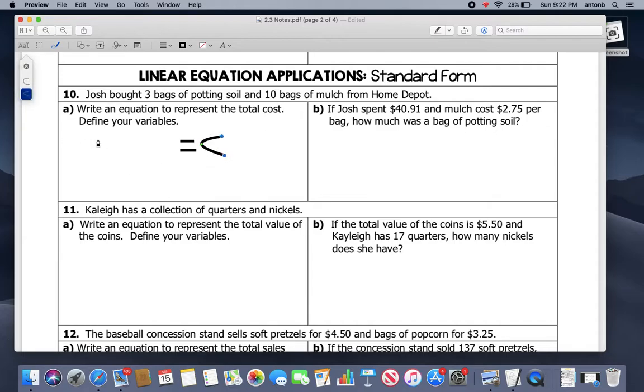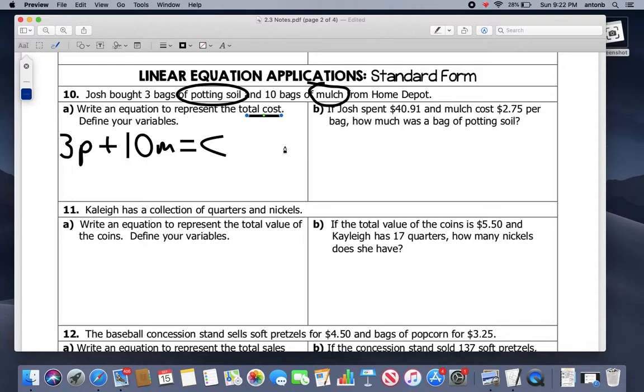Okay, now the two things that we have are $3 for potting soil plus $10 for mulch. There it is. Okay, now that's how I do. You have to define what you're looking at. Okay, so potting soil is our first variable, what changes. Mulch is the second one, that's what changes also. Okay, and we're trying to find total cost.